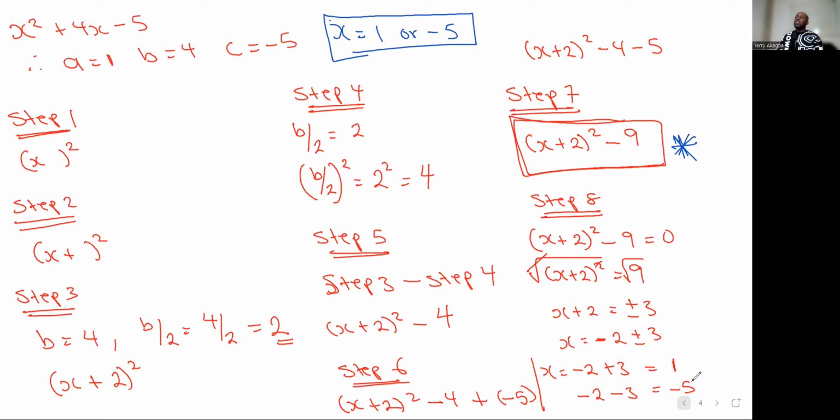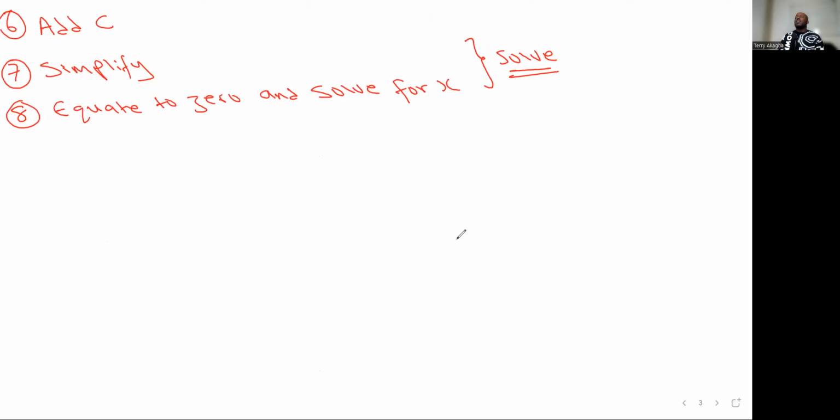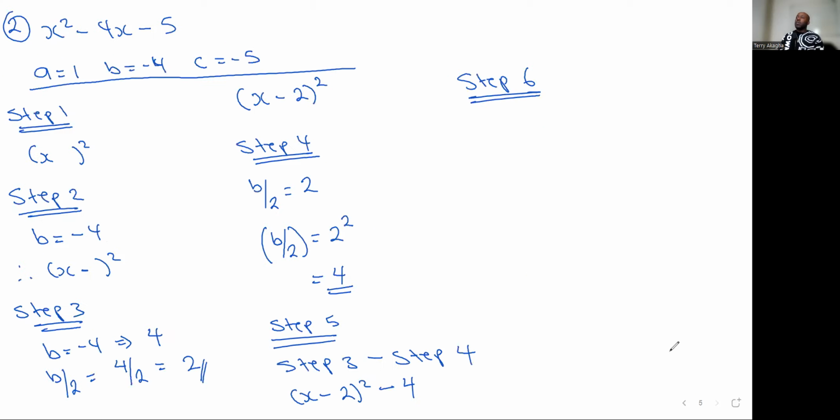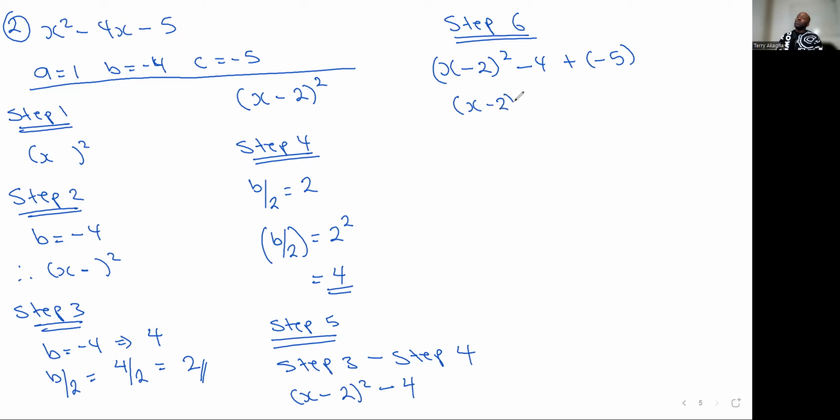Now, for step 6, we need to add what? C, all right? So let's go. Step 6. Let me write it up here to get more space. So step 6, we need to add C to the answer. So we have (x minus 2) squared minus 4 plus, what is our C? Minus 5, all right? So plus times minus will give us minus. So it'll be (x minus 2) squared minus 4 minus 9. Are you seeing it?